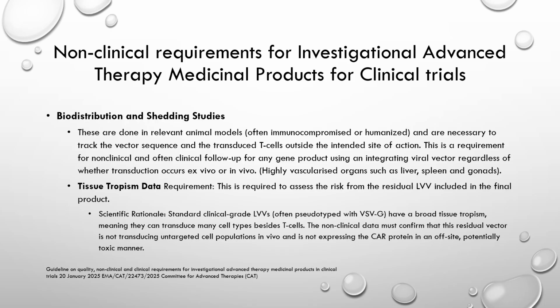So I think you have to look at that VSVG pseudotyping to see if you can minimize it to just T cells. But I think that it is still infectious. Anyway, you just got to confirm that the residual vector isn't transducing untargeted cell populations in vivo, and it's not expressing the CAR protein in an off-site, potentially toxic manner. This is from the new guidance, the 20th of January 2025. This is just my interpretation of what is required.